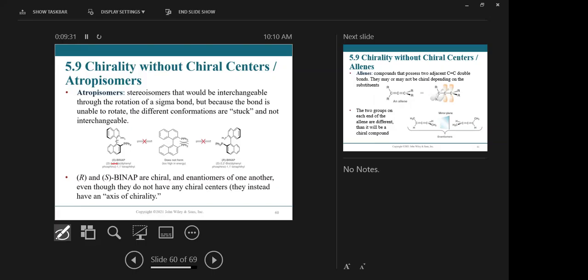So here's the S form, here's the R form. They don't have any chiral centers, but they have an axis of chirality, and you can see this right here. They can rotate on this axis.